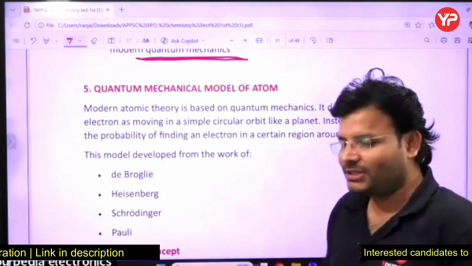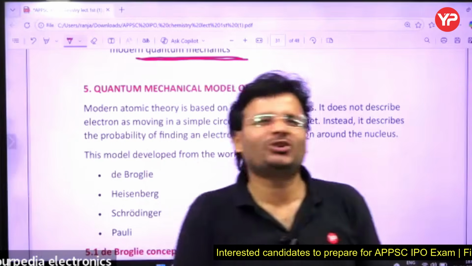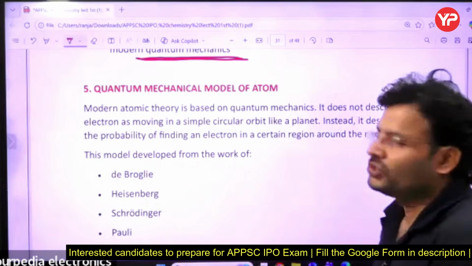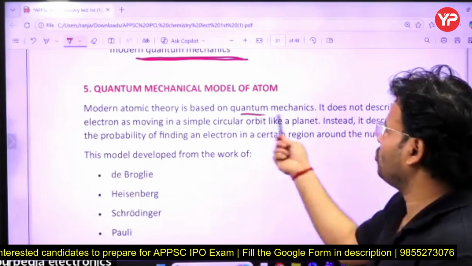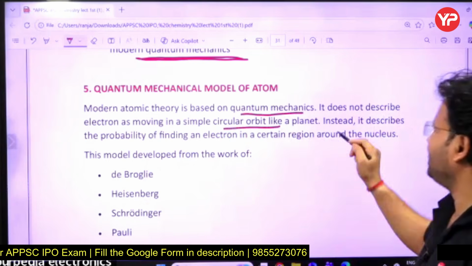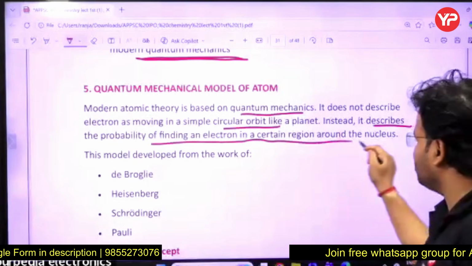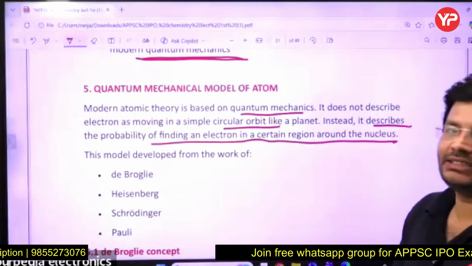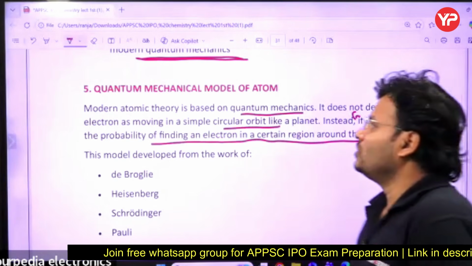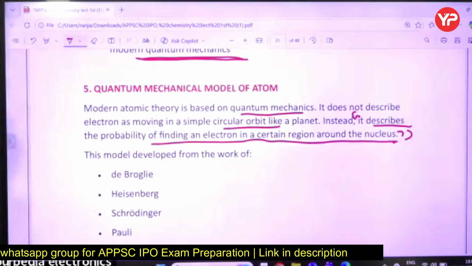If you talk about a planet, it simply revolves along some circular orbit. It could be an elliptical orbit also, but it rotates along some fixed orbit. It is not like that. Modern atomic theory is based on quantum mechanics. It does not describe the electron as moving in a simple circular orbit like a planet. Instead, it describes the probability of finding an electron in a certain region around the nucleus, and that is the key point of the modern atomic theory, or the quantum mechanical model of the atom.